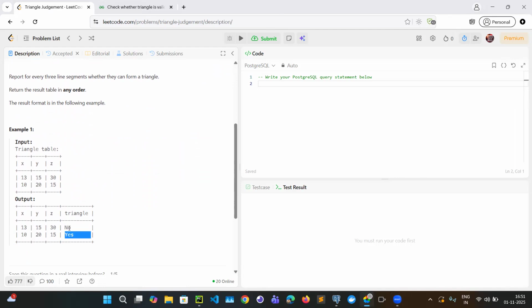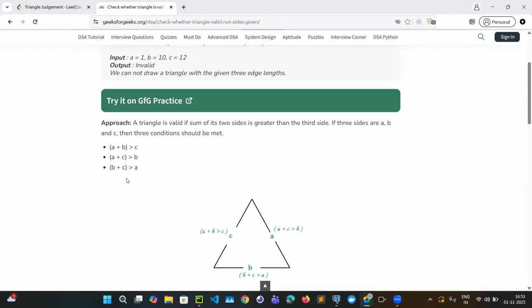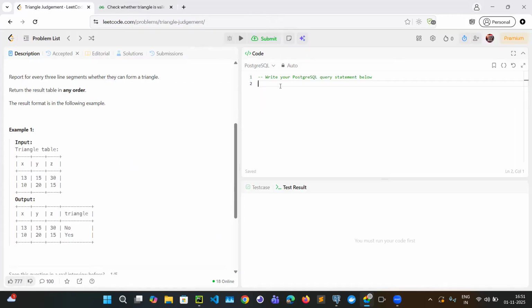If it is not a triangle, then no. Because a triangle has three sides, three sides are given. If the three sides' combination makes a triangle, then you have to say yes, otherwise no. So it's easy. The only thing is you should know the maths, the condition of a triangle. The condition is that the sum of any two sides should be greater than the third side. That's it. So let's try to solve that problem.